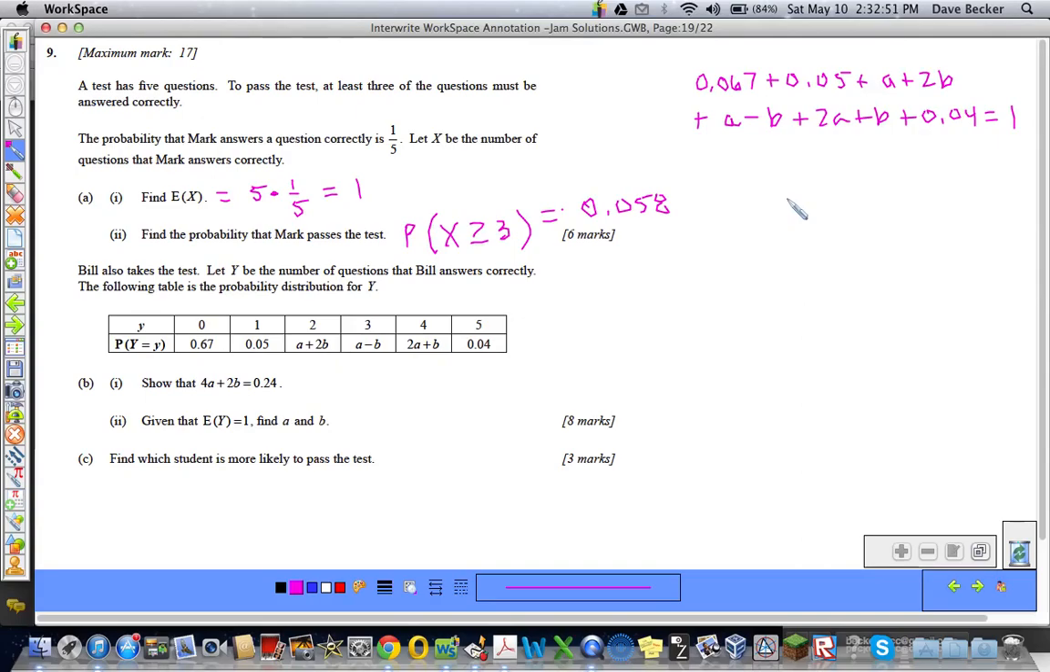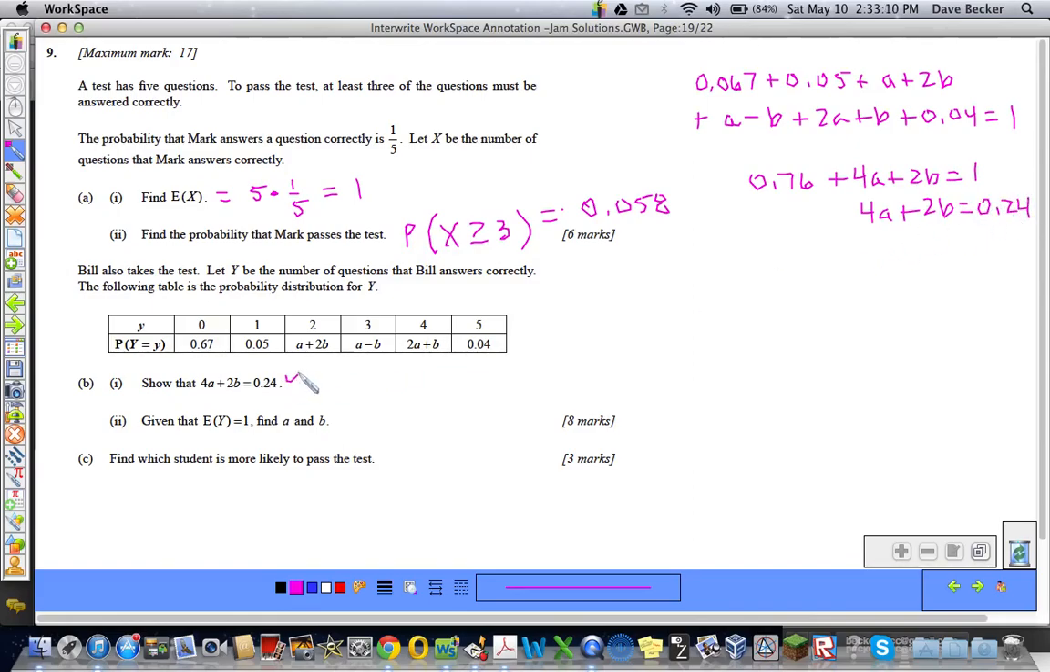0.067 plus 0.05 plus a plus 2b plus a minus b plus 2a plus b plus 0.04. That all must add to 1. All of these probabilities here must add to 1. If we simplify all that, I think we get 0.76 plus 4a plus 2b equals 1. And so we have now shown that 4a plus 2b equals 0.24.